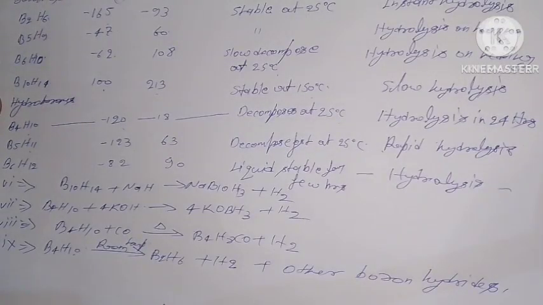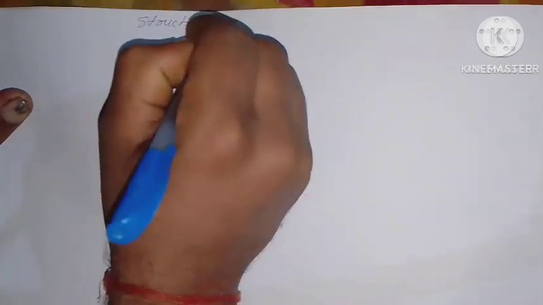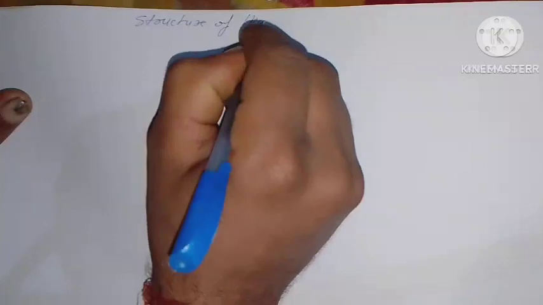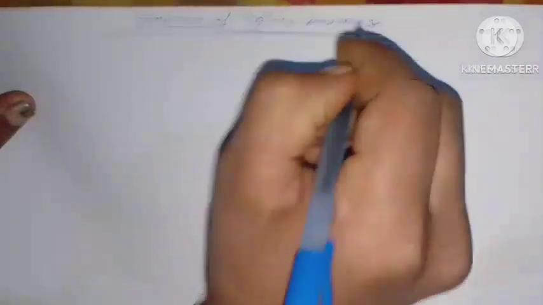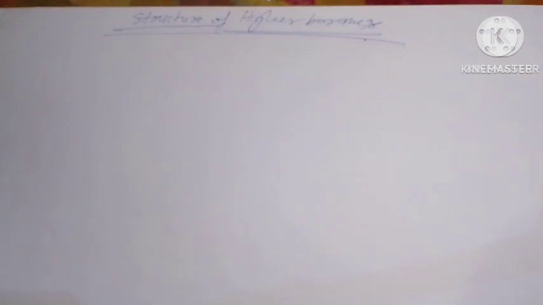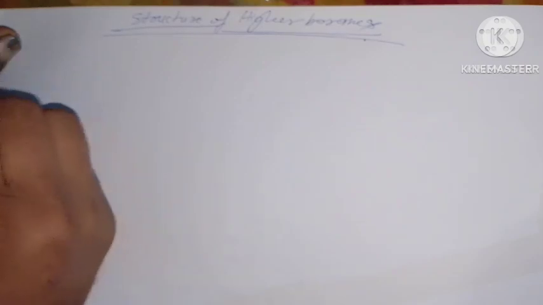Next, structure of higher boranes. Higher boranes are also electron deficient compounds and these also contain bridge structures. Okay. The higher boranes have an open cage structure. In order to explain the structure and bonding of the higher boranes, 5 bonding elements are required. Okay. The 5 bonding elements required for explaining the structure of higher boranes are given as follows.